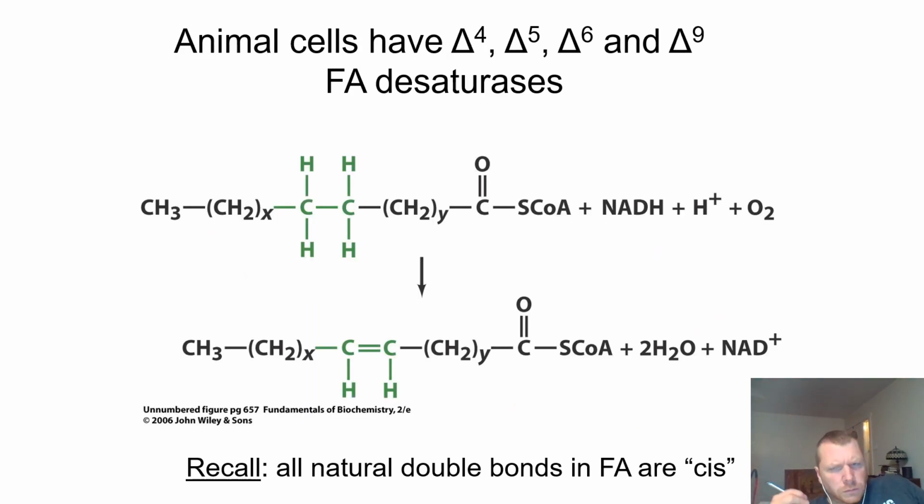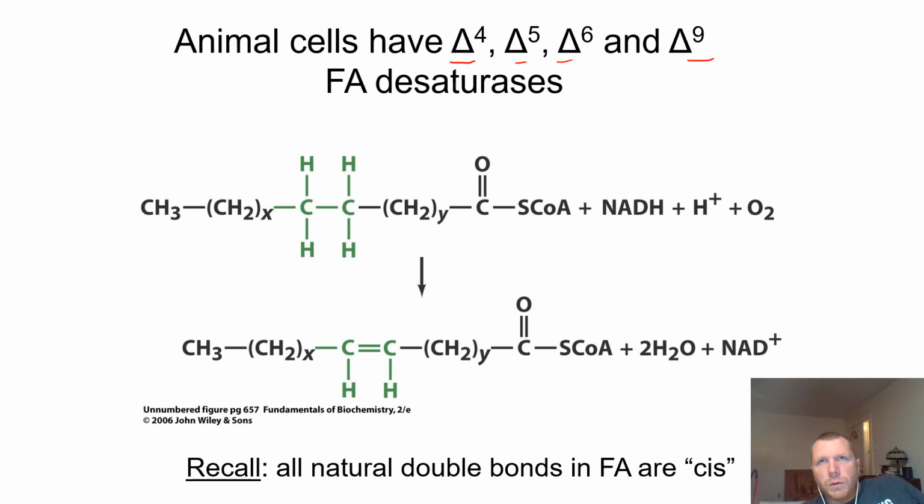So that's one mechanism by which these two reciprocal pathways are controlling one another. Now, this is where we get into a bit of a potpourri component of this material. Animal cells are going to have delta 4, delta 5, delta 6, and delta 9 fatty acid desaturases. So you can add those double bonds.